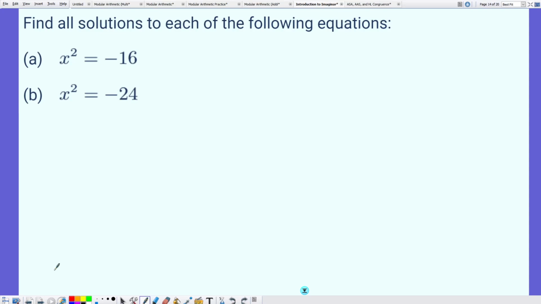Hello again. So, these are problems to help us understand imaginary values in the context of now simplifying radicals. We saw a little bit of this before in a previous video, but let's get some more practice with the idea. So, find all the solutions to the following equations, starting with x squared equals negative 16.